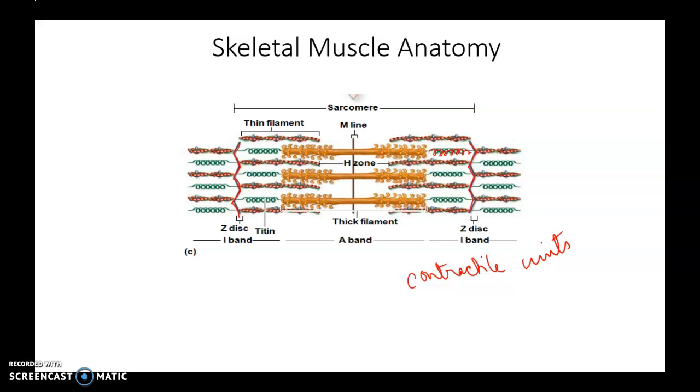Okay, this diagram also talks about the A band, I band, M line. At this point, I don't want you to focus on these terminologies because you probably have covered this in anatomy, and we are not going to spend time on this anymore.